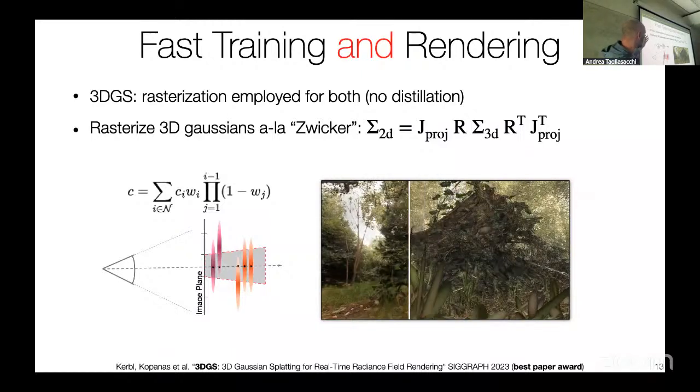I'm not going to go into the details, but the core of the representation, as you know, is based on taking millions of Gaussian splats, as you can see right here in 3D, and finding a way of efficiently projecting them to screen space and then compositing them using alpha blending.